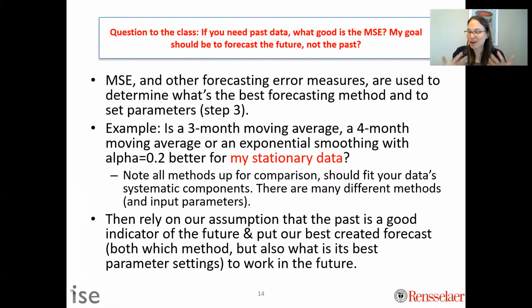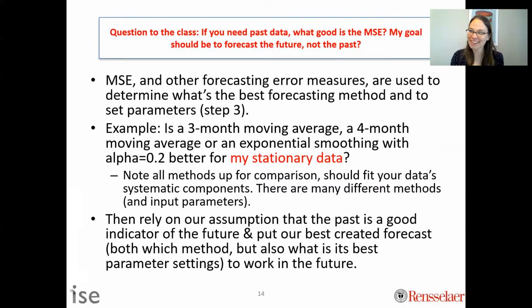And then, okay, so let's say doing that competition, a 4-month moving average was the best. It gave me the lowest MSE. Then we would say, okay, we're going to use that. We are going to use a 4-month moving average for our future, and we're relying on our assumption that the past is a good indicator of the future. And we're going to put our best forecast to work. And so the key thing here is which method, moving average, and what parameter setting, n equals 4.